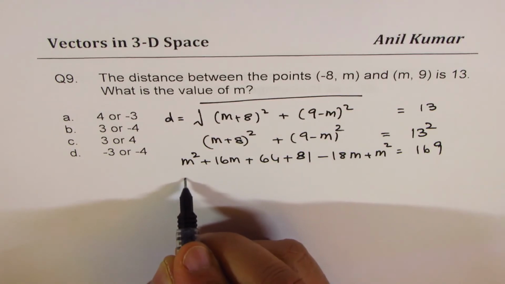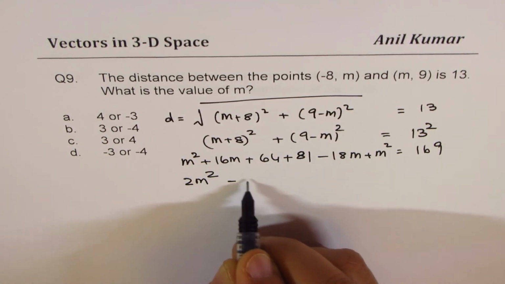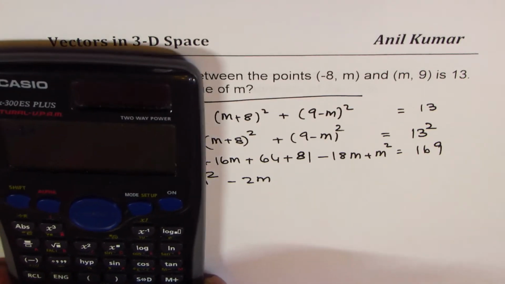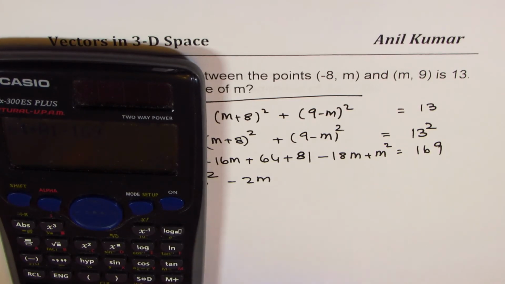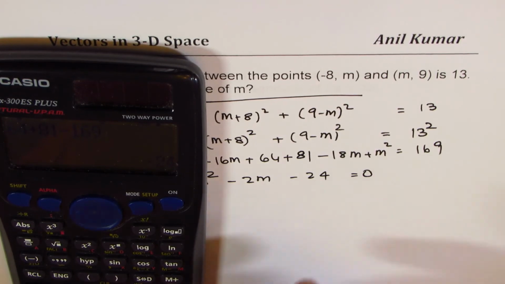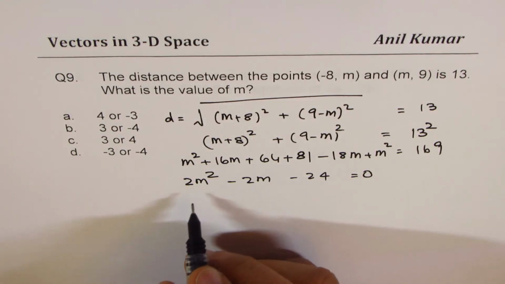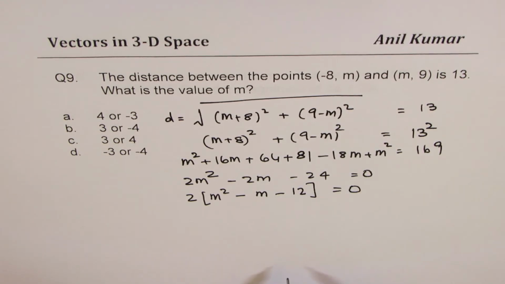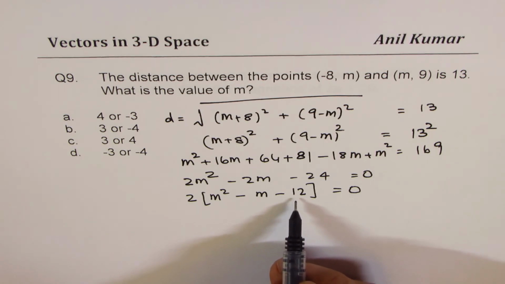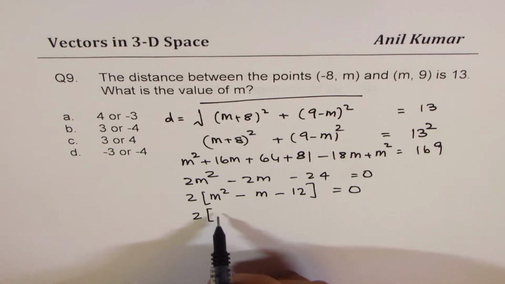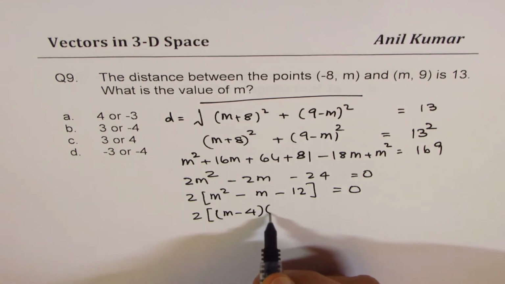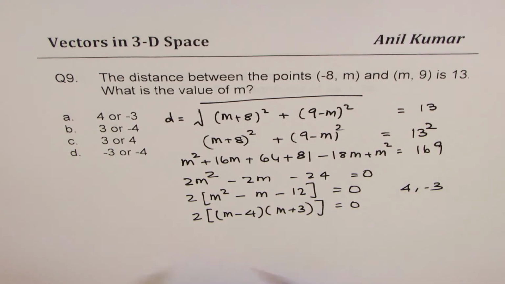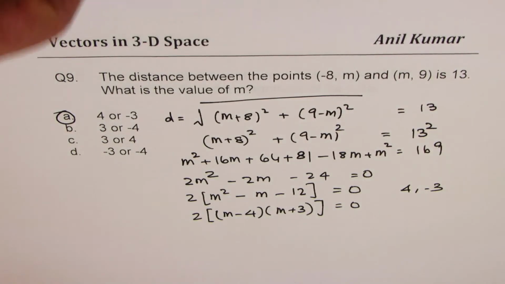Combining these, m square plus m square is 2m square. 16m minus 18m is minus 2m. Let's add up the constants: 64 plus 81, take away 169, is minus 24, equals 0. So I brought it to the left side, correct? We have a quadratic equation. Let me take 2 common. So we get m square minus m minus 12 equals 0. Now we are looking for a product of minus 12 and a sum of minus 1. So that could be m minus 4 times m plus 3 equals 0, where the bigger number is negative. That gives us the values 4 and minus 3, correct? So plus 4 and minus 3 is the correct option. So option A is the right option.